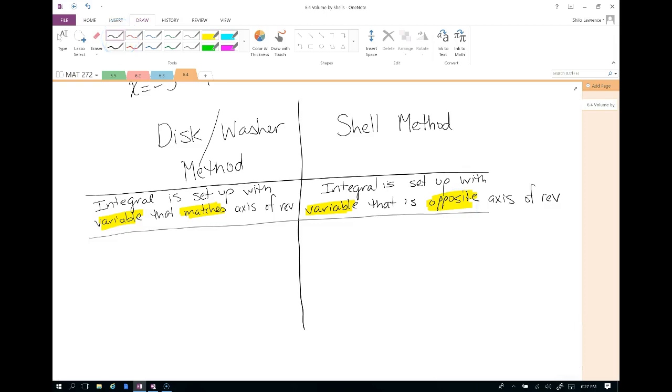So for most problems, especially in algebra, when we're given functions, functions are given to us in terms of x. Because of that, the disk method, because we're going to use the variable that matches the axis of revolution, we're going to use the disk method mainly for x-axis or other horizontal line rotations.